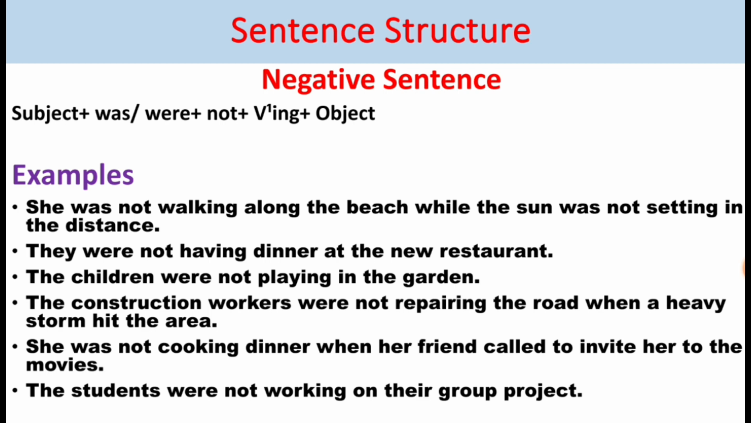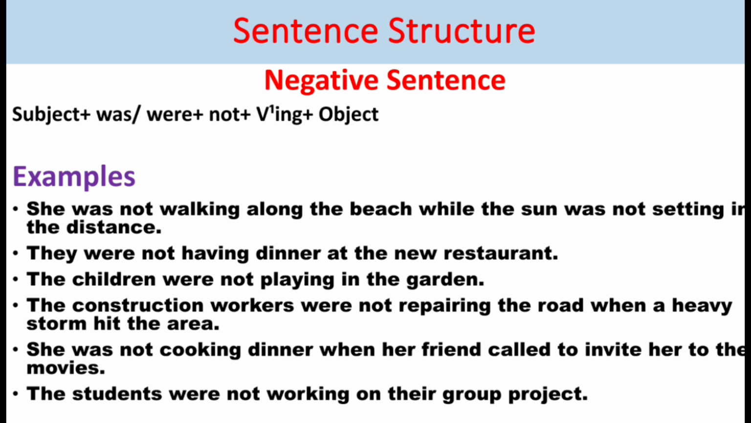The children were not playing in the garden. The construction workers were not repairing the road when a heavy storm hit the area. She was not cooking dinner when her friend called to invite her to the movies. The students were not working on their group project. So in negative sentences, with the help of not, we present the negation of any action or statement.